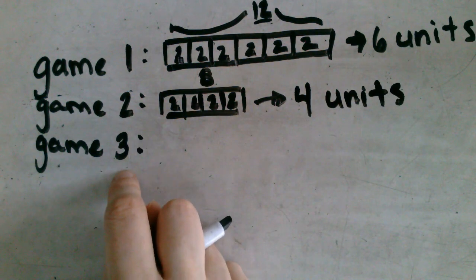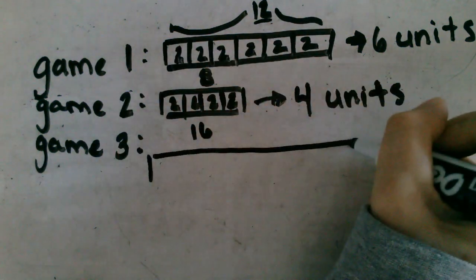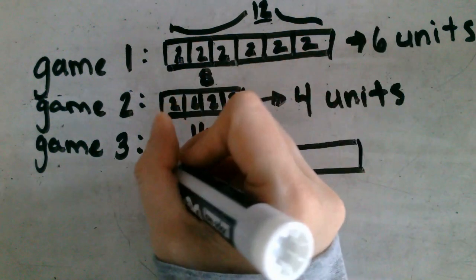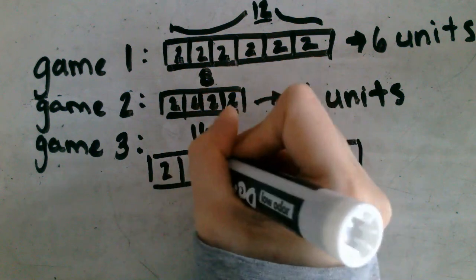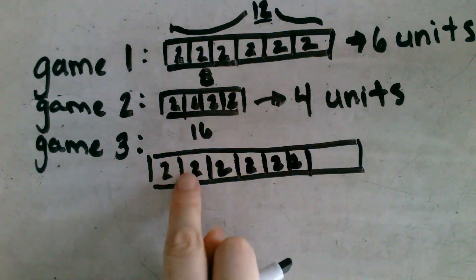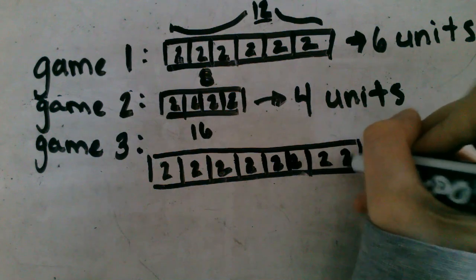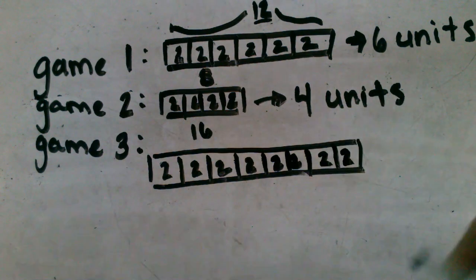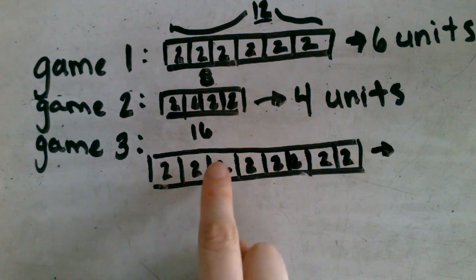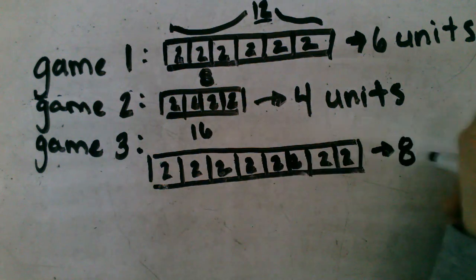And in our last game, this was her best game, she scored 16 points. Well, before, we figured out how many 12 points was. That was 6 units. We can draw in 6 units, so we have 12 points. 1, 2, 3, 4, 5, 6. That's 12. 14, 16. We just need to add 2 more. Let's count our total units now. 1, 2, 3, 4, 5, 6, 7, 8 units. Whew.